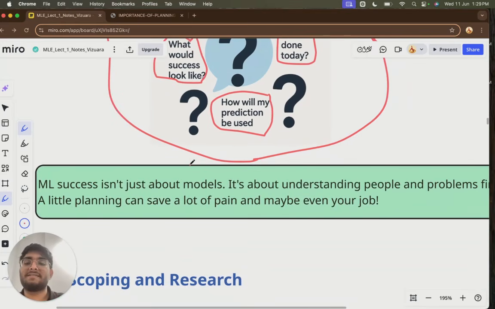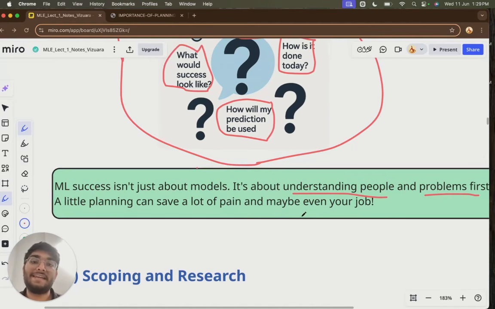So ML success isn't about just the model. It's about understanding people and problems first. A little planning can save a lot of pain and maybe even your job.